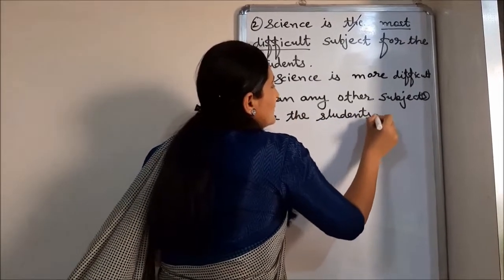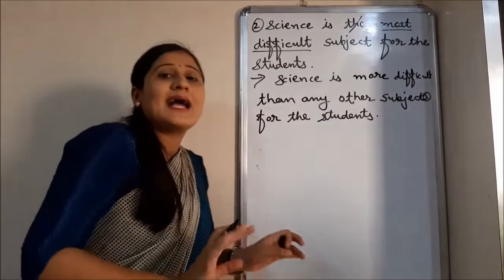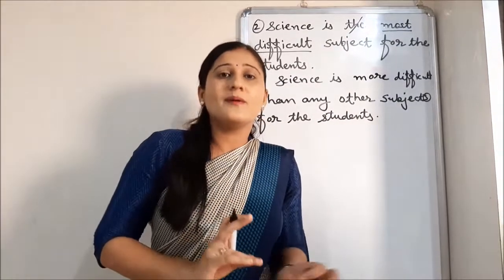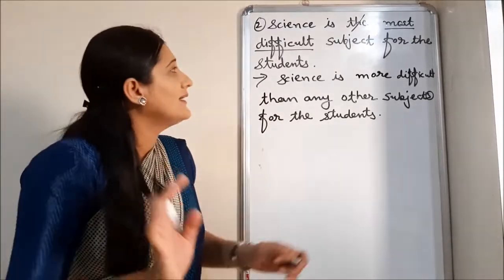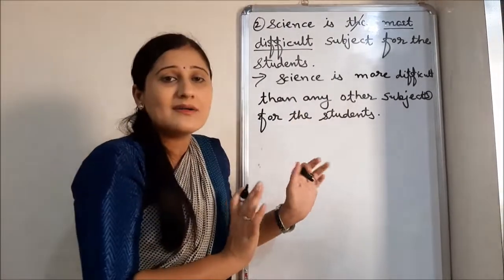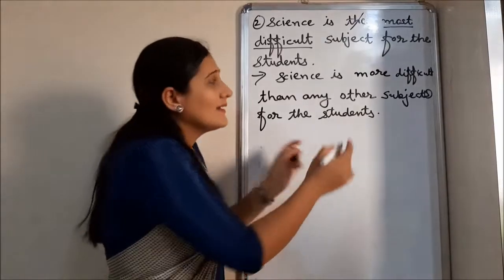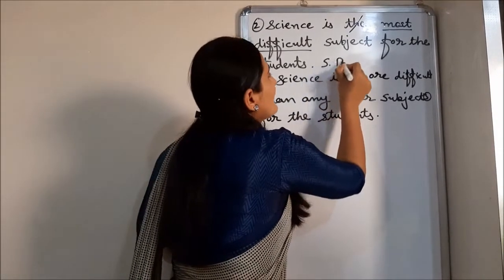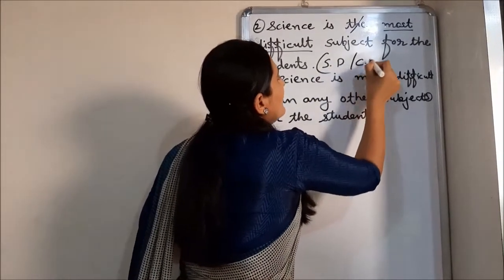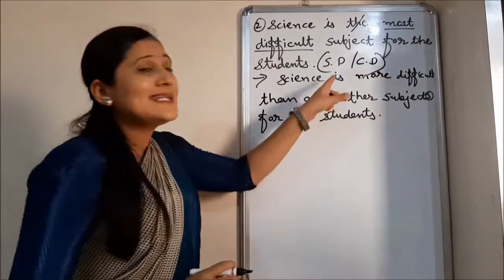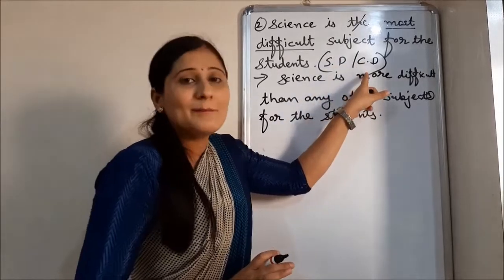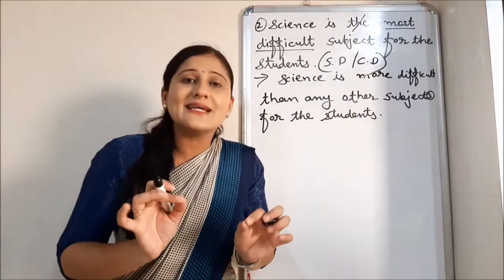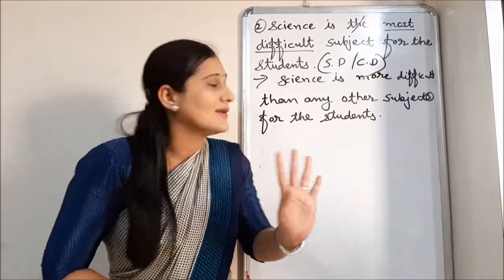For the students, I am going to give you only 2 examples, because today this is the last video I want to finish, right? So what we have learned, from SD to CD, SD to CD. These two examples I have given, superlative to comparative. This is the easiest out of 4 methods, right?